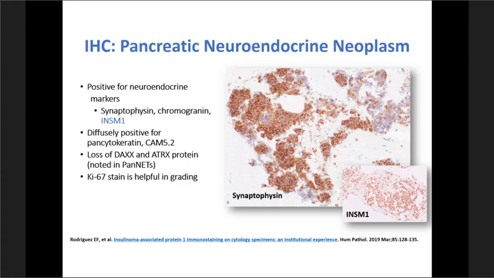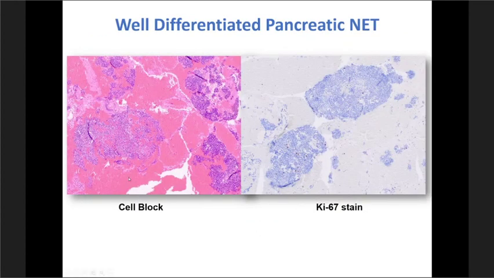Lastly, these tumors require Ki67 staining, which can be helpful for grading. This is a low power view, mainly look at the cell block. Plenty of cells here, a very cellular specimen, and then this is a very low percentage of Ki67 that you can notice here on the Ki67 stain. So this confirms the diagnosis.